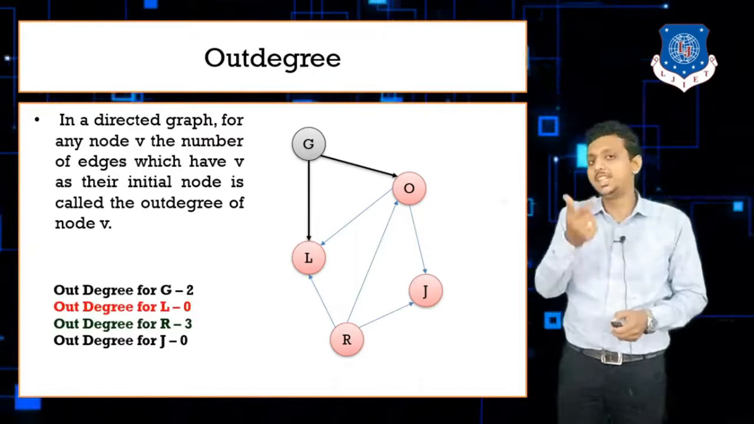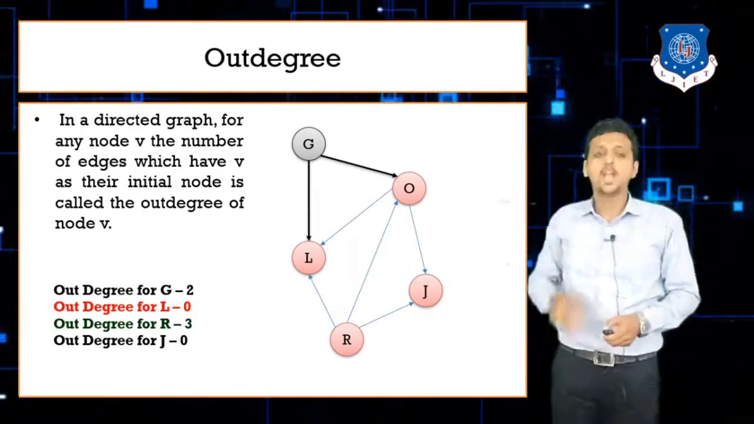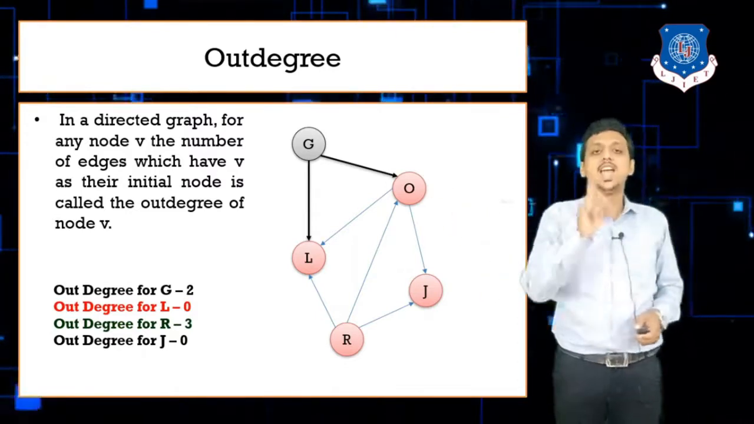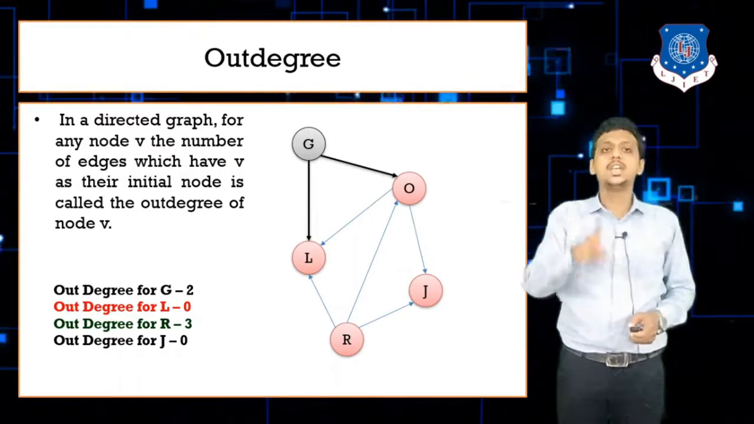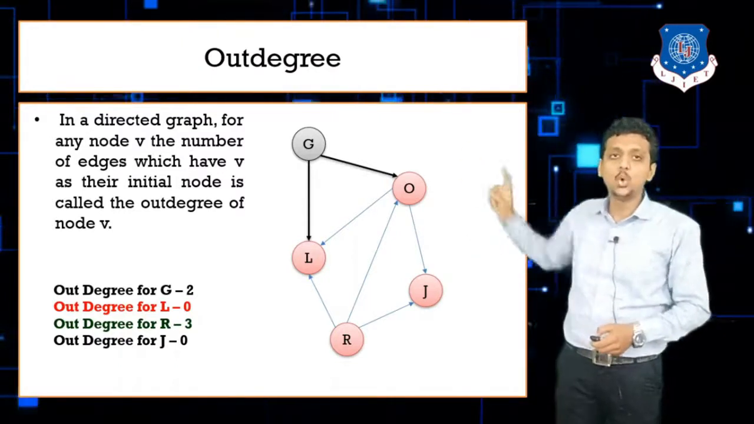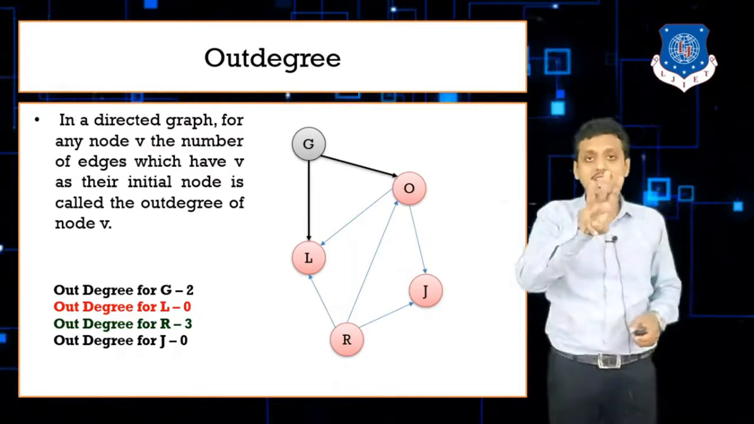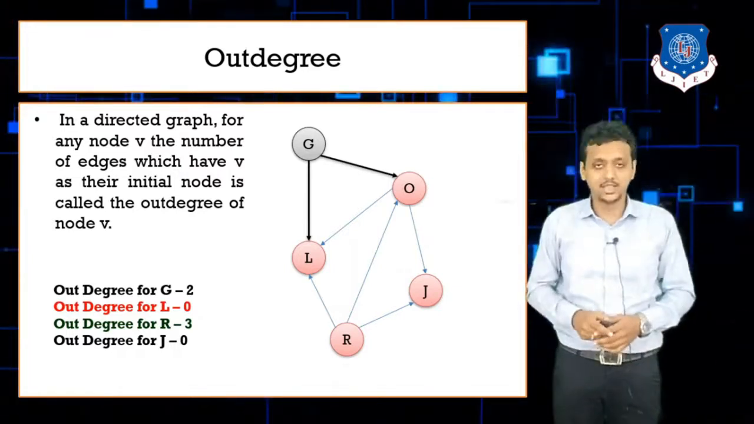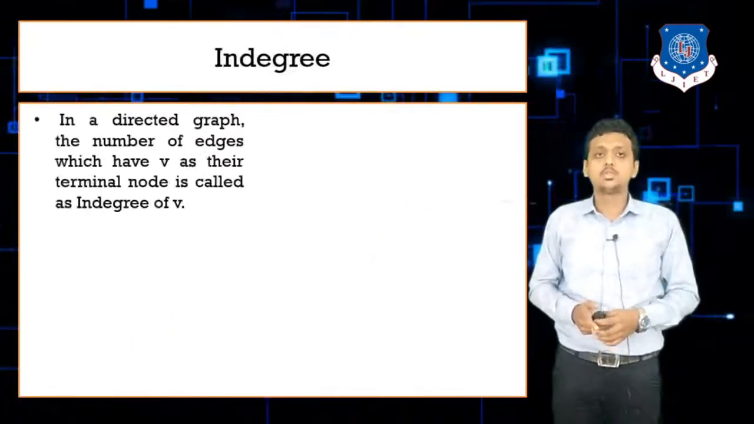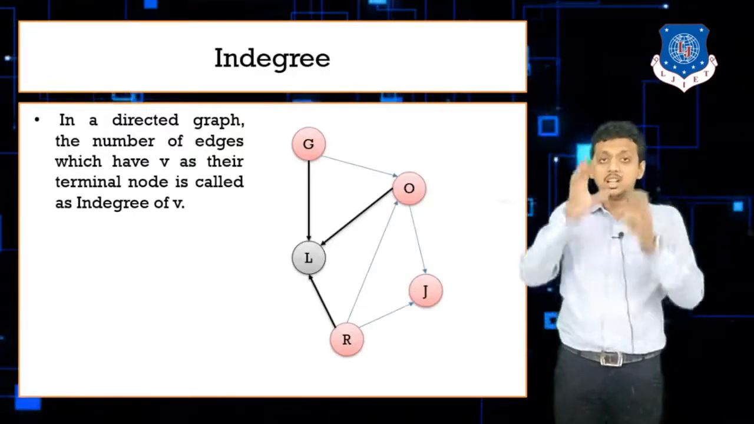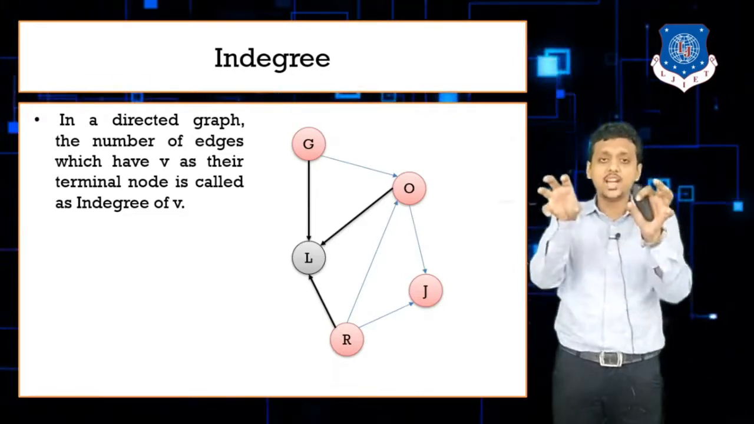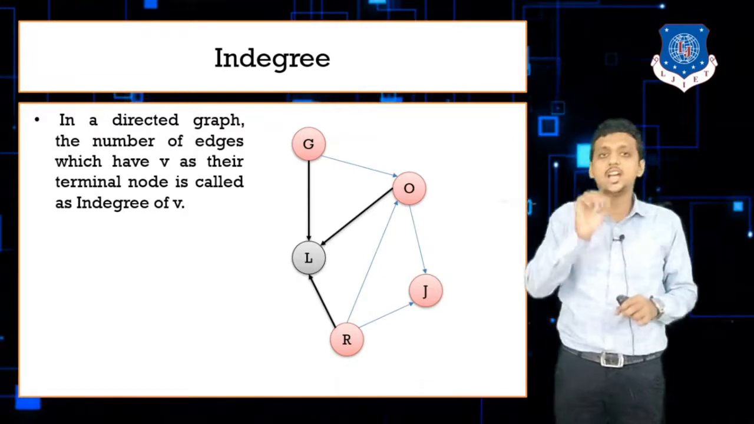Now tell me how many edges are going out from node L. Is there any edge? No. That means L contains out degree 0. Same as R: see how many edges go outside from node R. R to O, R to L, R to J. So there are 3 edges. That means the out degree of R is 3. Fine. Now let's move ahead with the in degree. Students, in degree means the edges which have a node V as the terminating node, or we can say the edges which are coming inside to the node are known as in degree.